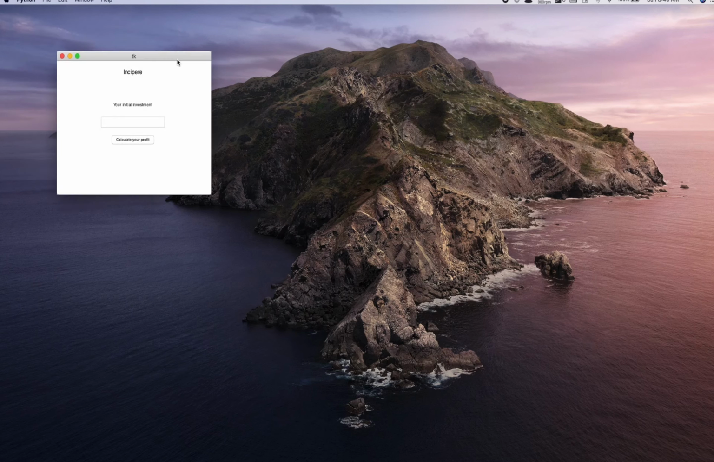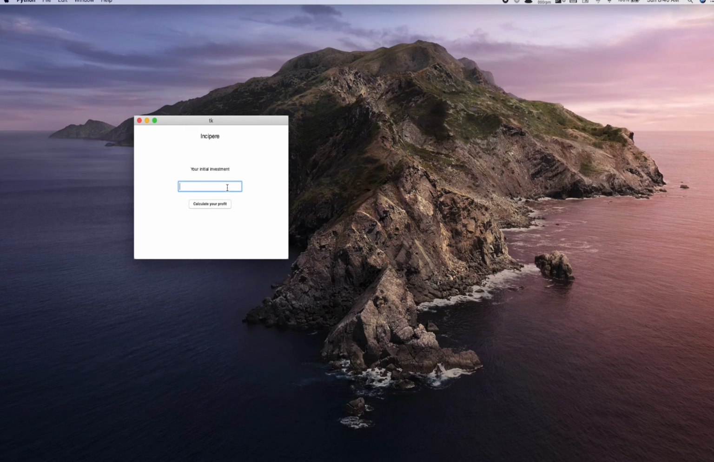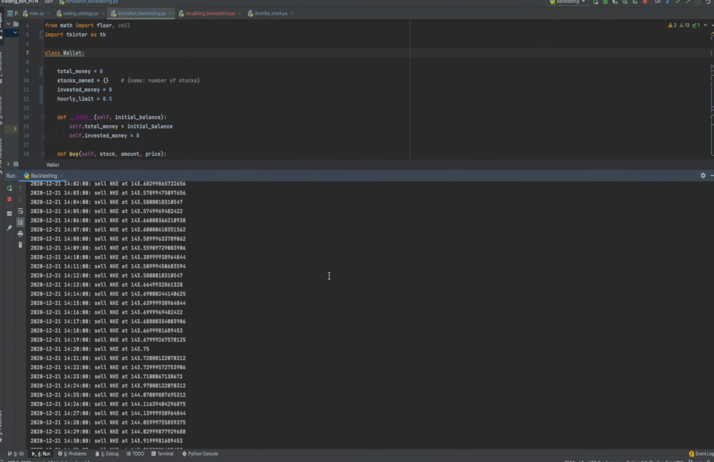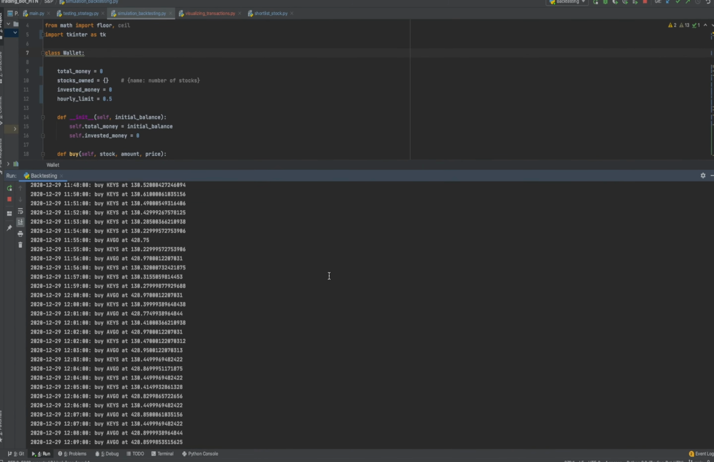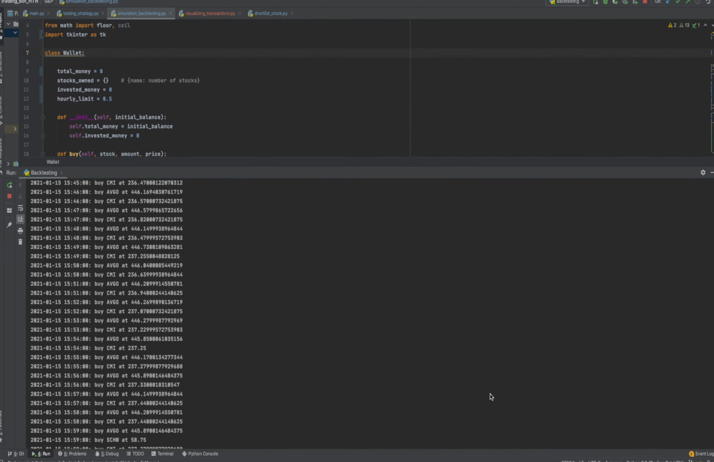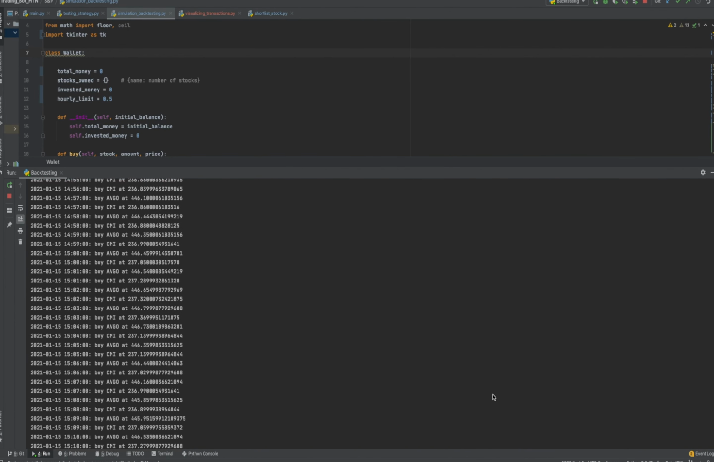So over here, we can just enter, let's say we want to invest $10,000, and then it will start calculating in the background. As you can see over here, it's buying and selling stocks. Now let's wait for it to finish and see what we end up with. As we can see, the simulation has ended for the past month, and we've got our final value. So all the buying and selling has already occurred within our simulation.